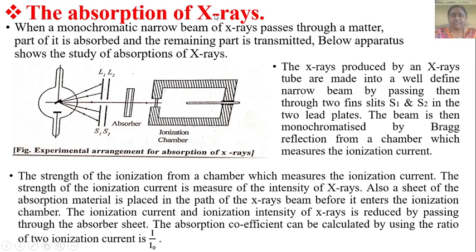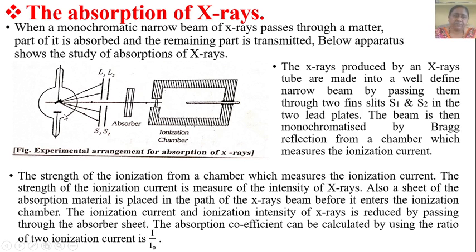The absorption of X-rays. When a monochromatic narrow beam of X-ray passes through a matter, part of it is absorbed and the remaining part is transmitted. Now figure shows the study of absorption of X-rays. Now the X-rays produced by an X-ray tube are made into a well-defined narrow beam by passing them through the two slits S1 and S2 as shown in figure.